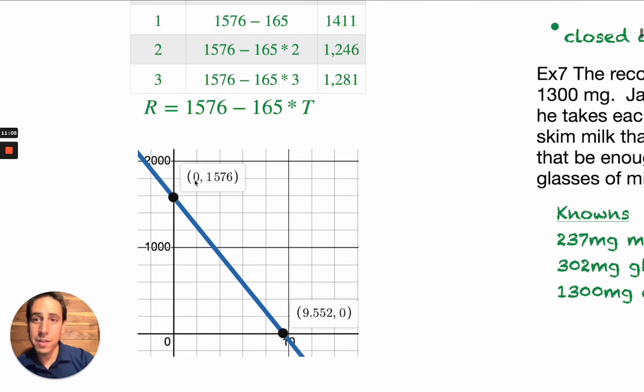At 0 time, he still has 1,576 steps to go. And then as time elapses, he has fewer and fewer steps, until eventually he has 0 steps remaining after about 9.5 minutes. Boom.